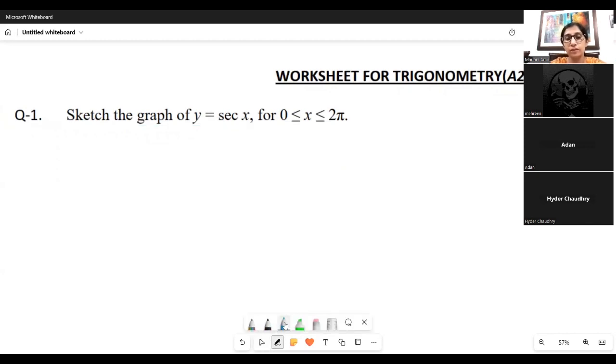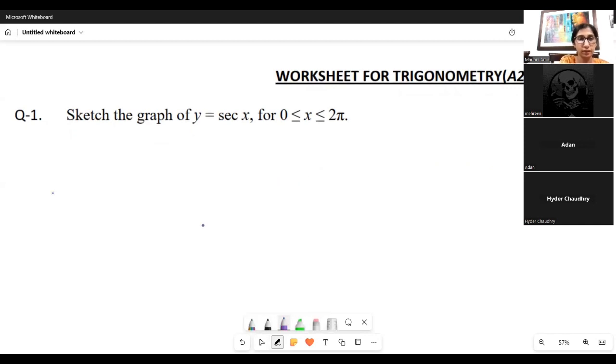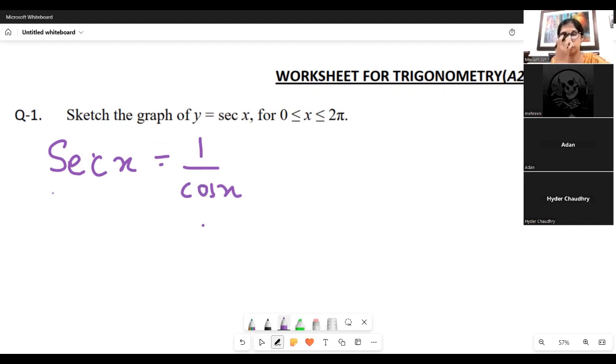Who remembers what's the reciprocal of secant x? Secant x. Yes, cos. Secant x is 1 by cos x. So move the board. 1 by cos x. Okay. So if you directly remember what the graph of secant x looks like, be my guest, directly plot it.